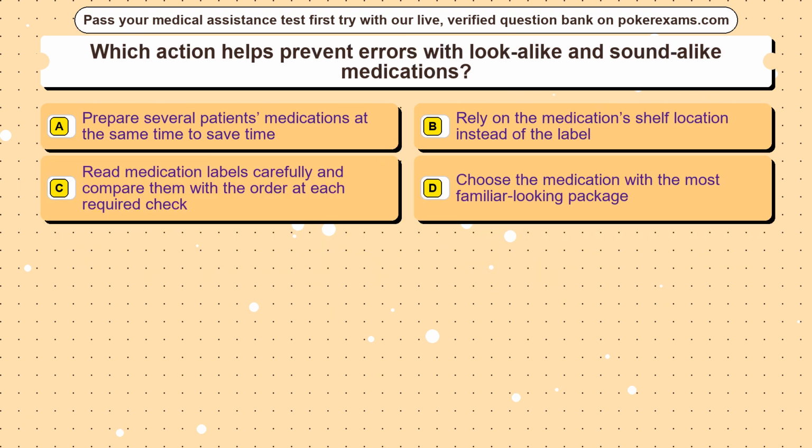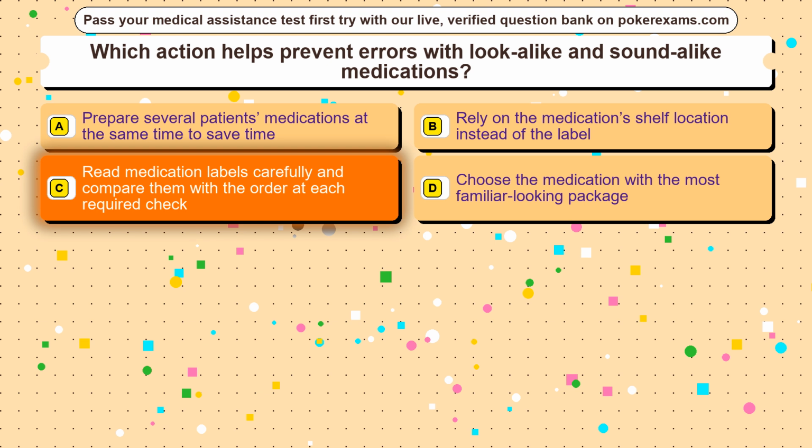Question 91. Which action helps prevent errors with lookalike and soundalike medications? Option A, prepare several patients' medications at the same time to save time. Option B, rely on the medication's shelf location instead of the label. Option C, read medication labels carefully and compare them with the order at each required check. Option D, choose the medication with the most familiar-looking package.